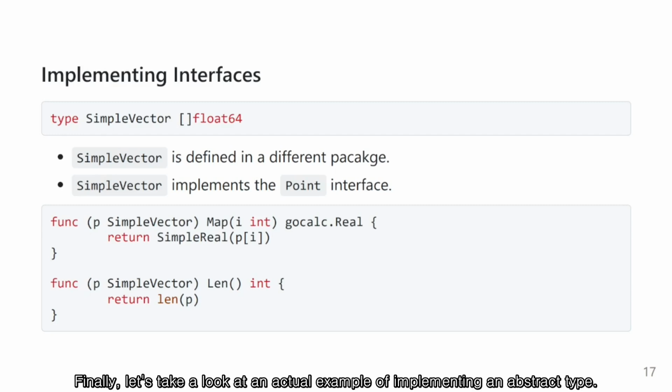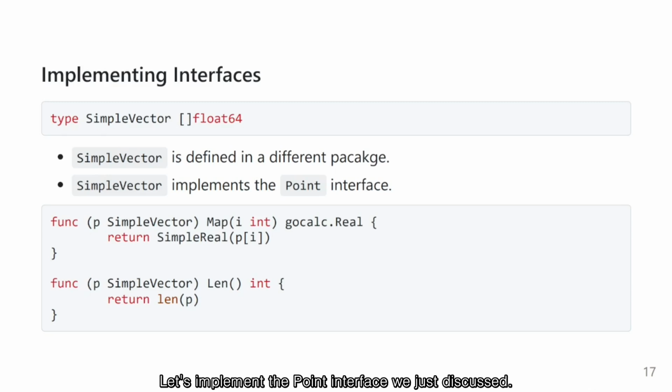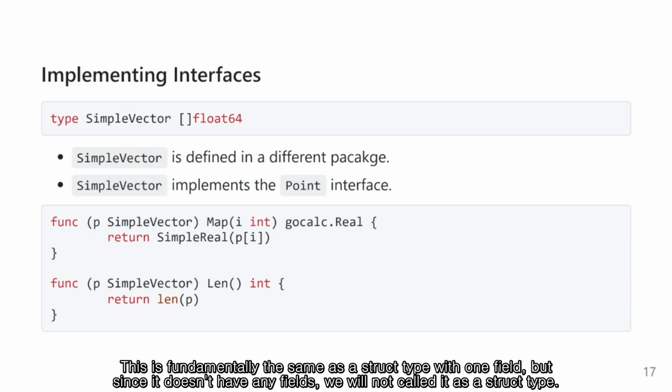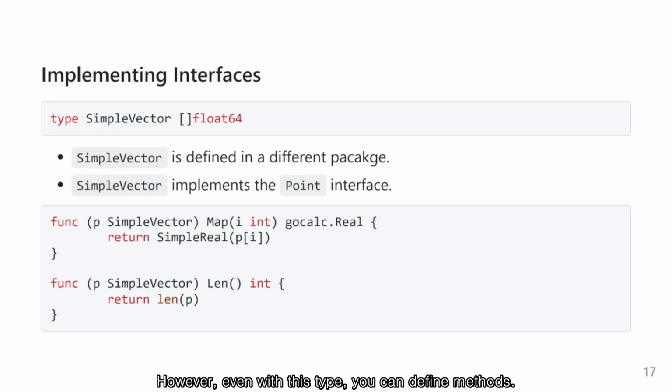Finally, let's take a look at an actual example of implementing an abstract type. Let's implement the point interface we just discussed. Let's define a simple vector as a slice of float64. This is fundamentally the same as a struct type with one field, but since it doesn't have any field, we will not call it a struct type. However, even with this type, you can define methods. Let's implement the methods required by the point interface.